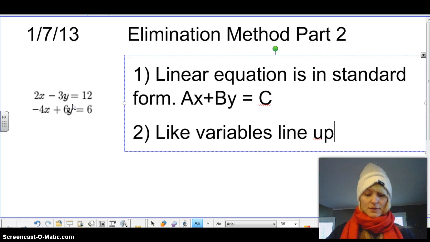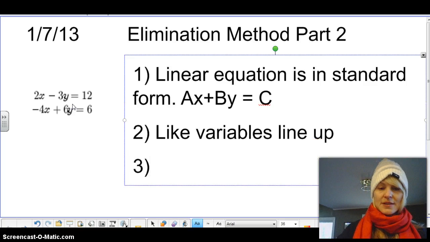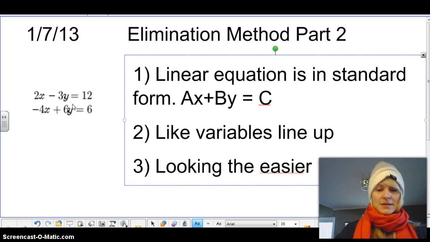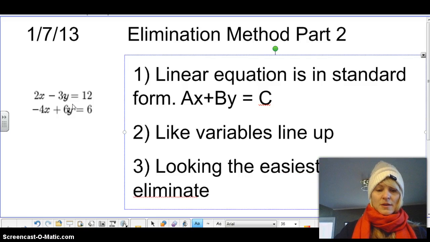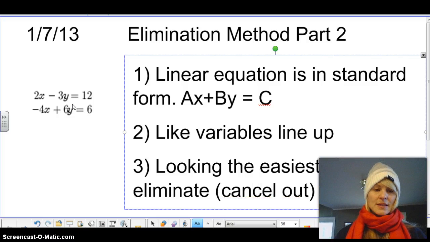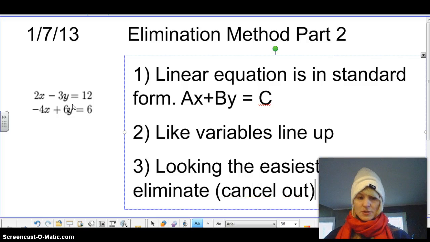Okay, the third thing I'm going to do, in case you didn't know, this is what you should be writing down for your notes, is we're looking for the easiest variable to eliminate, or we want them to cancel out. And in this case, we're going to have to make a situation so it cancels out. And that's why these are a little bit harder.